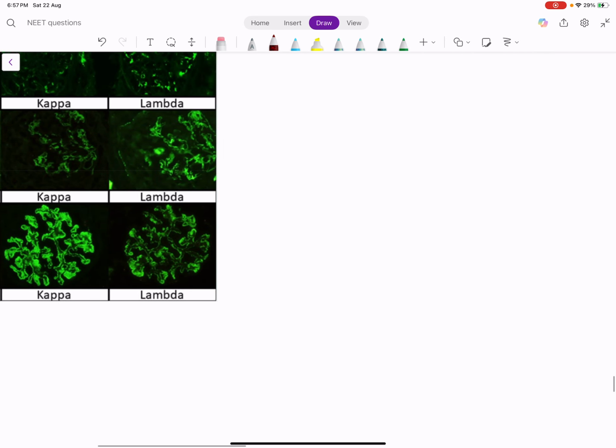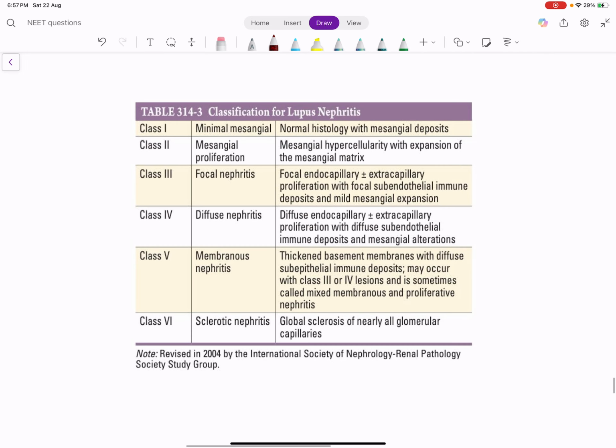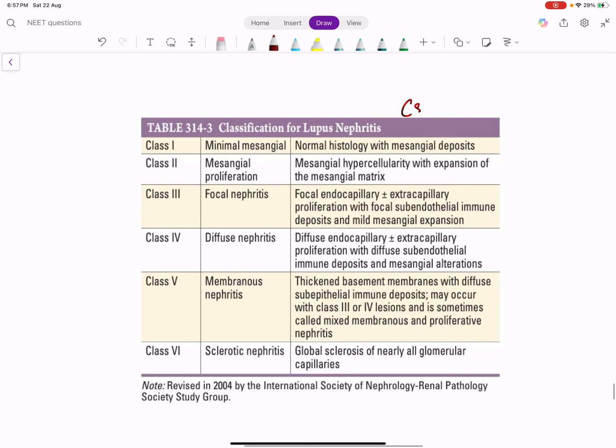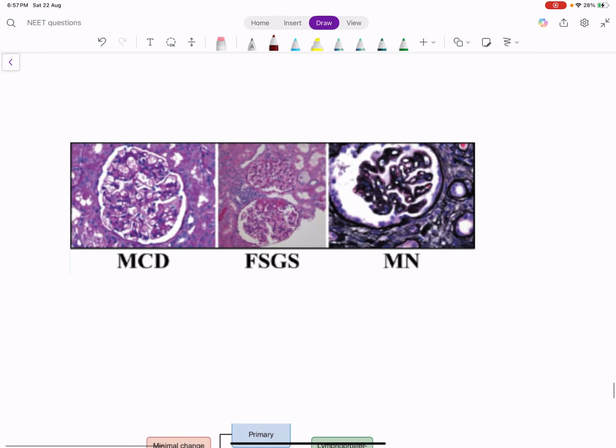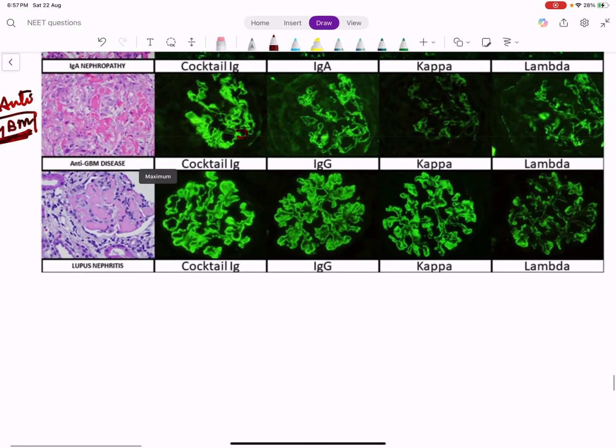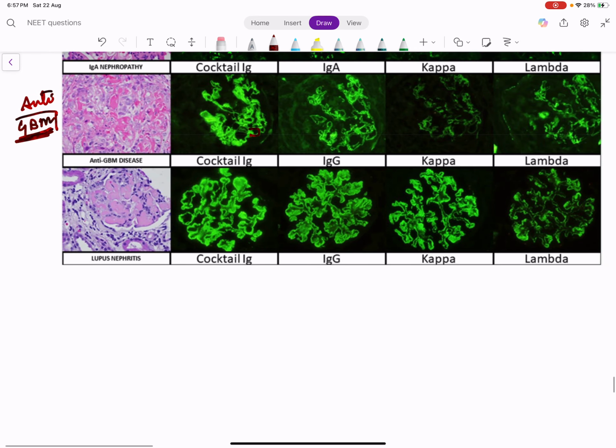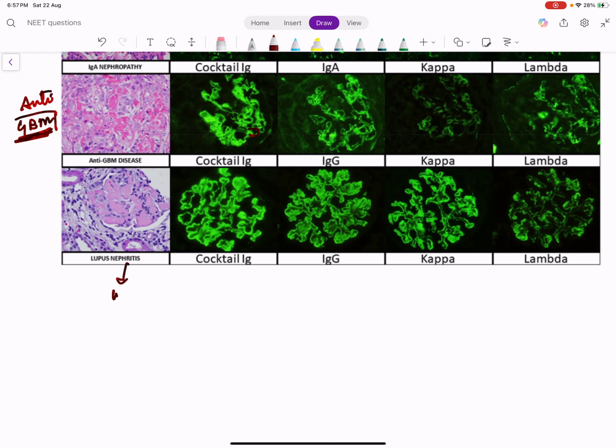Lupus nephritis, there are 5 types. Lupus nephritis is renal disease occurring in SLE. So here there are pathological subtypes: minimal mesangial, mesangial proliferation, focal nephritis, diffuse nephritis, membranous nephritis, and sclerotic nephritis. So the name itself suggests. In lupus nephritis, we have some terms given. Wire loop deposits.